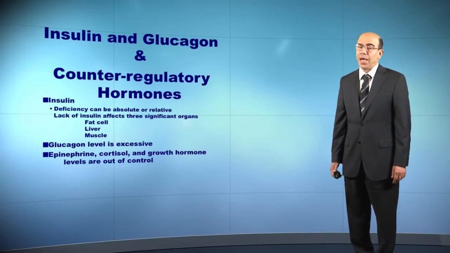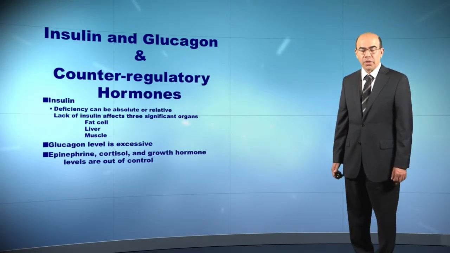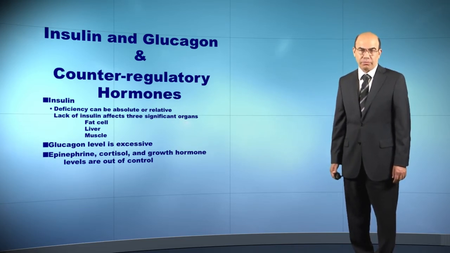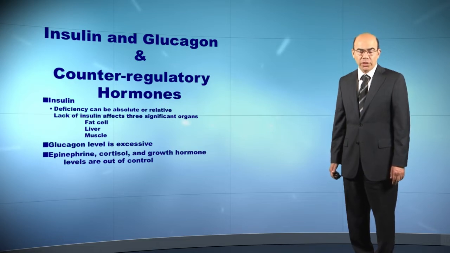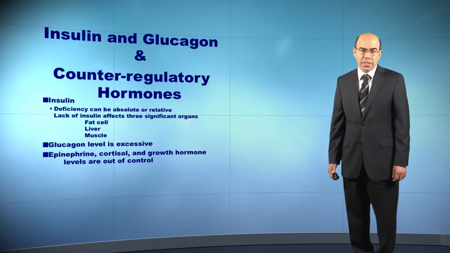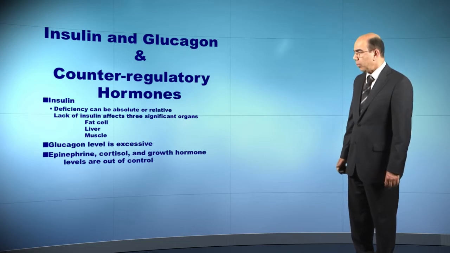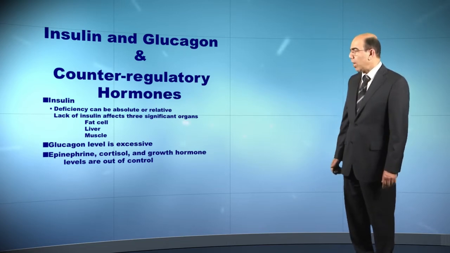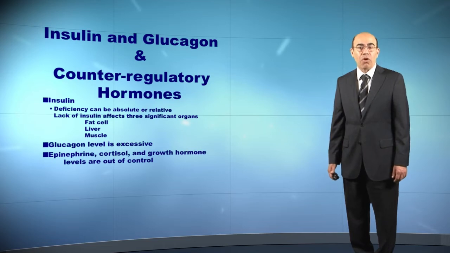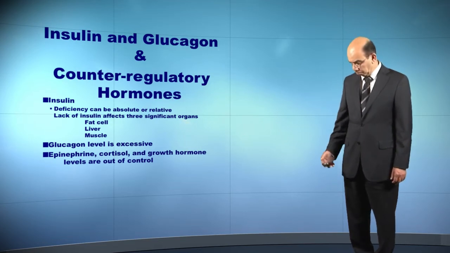Insulin deficiency can be absolute or relative. This deficiency affects three major organs in the body, namely the fat cells, the liver, and the muscle. And while you want glucagon levels to be low in such a situation, in fact, it is excessive. This exacerbates the hyperglycemia due to insulin deficiency. The other counter-regulatory hormones are also out of control due to the feeling of cells of glucose deficiency.